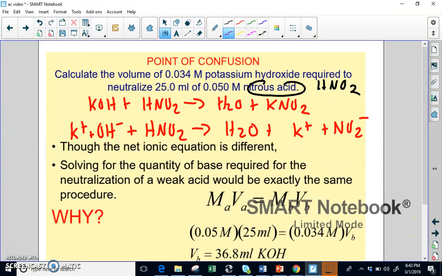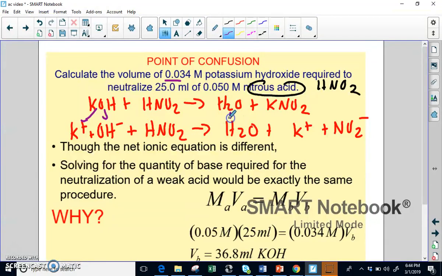Now, here we have a similar problem. The only thing that we've changed is now we're using nitrous acid instead of nitric acid. So here we have a weak acid. And actually, if you go back, look, the numbers are the same. So here I wrote the double replacement reaction. Now the net ionic is going to be a little bit different. So here this dissociates completely. It's a strong base. This does not. So this does not get written out into its ions because it's a weak acid.